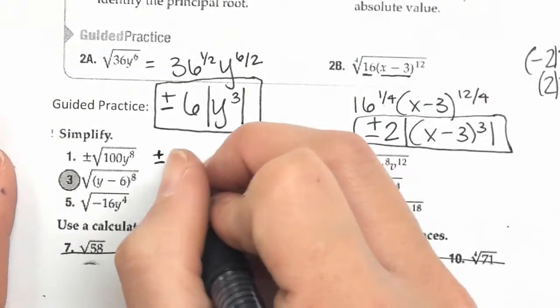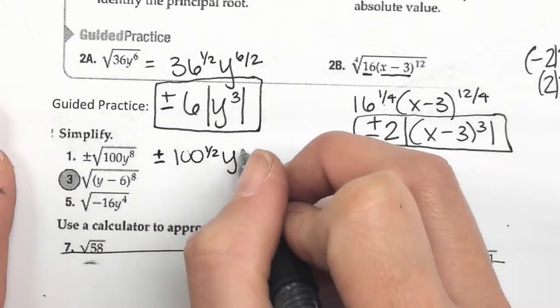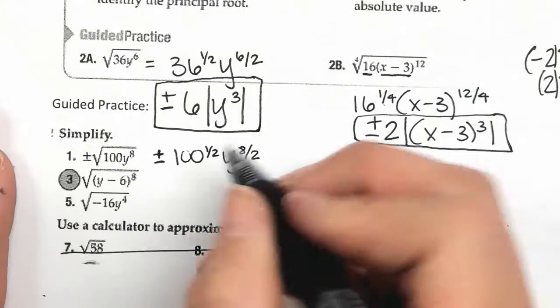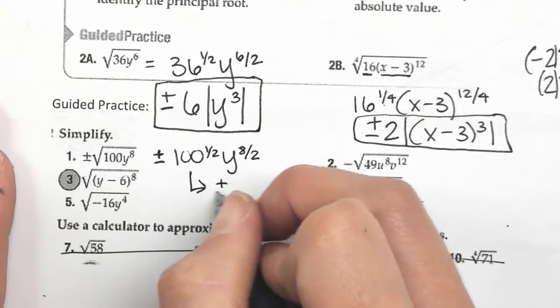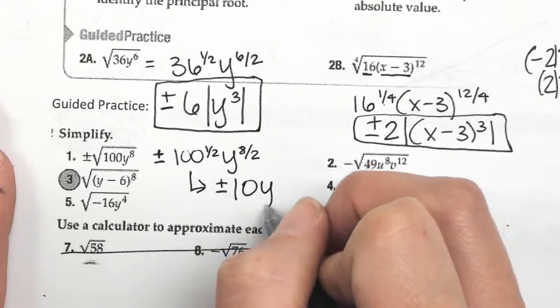And this will be 100 raised to what power? And y raised to the 8 over 2. What is 100 raised to the 1/2 power? Plus or minus 10. Good. Make sure you carry that down those signs. And y to the what power?